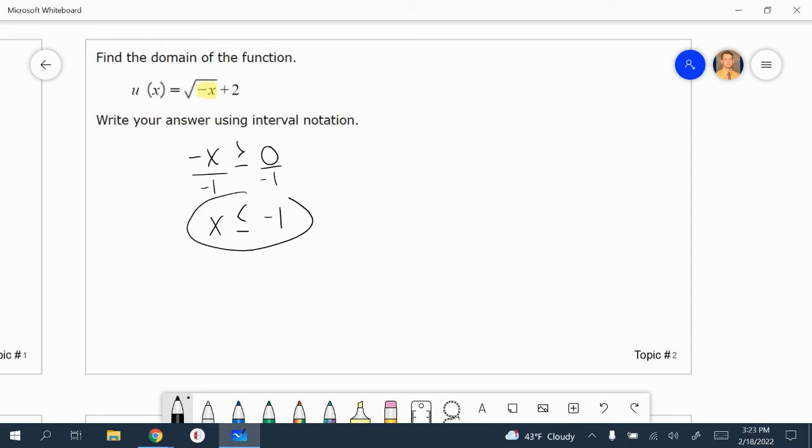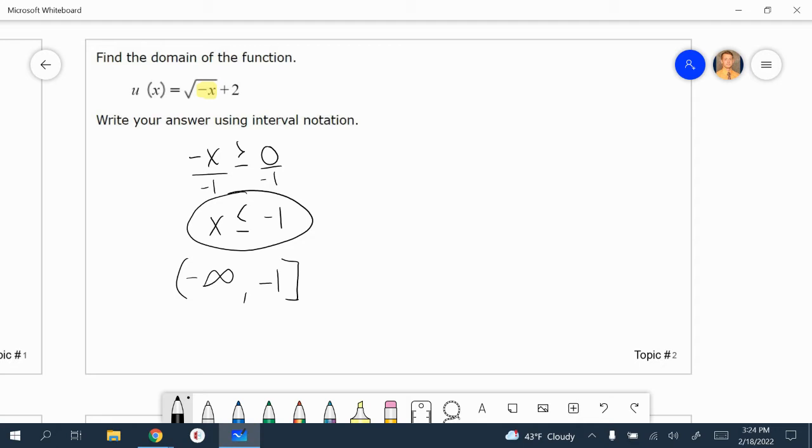So this is what I've got to put in interval notation now. If I put that in interval notation, -1 is actually going to be the top end of my interval because we want x to be less than or equal to -1. And then negative infinity would be the small side of my interval notation. And we're done with topic 2.